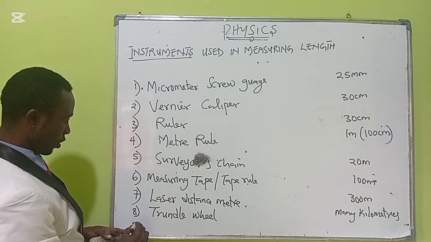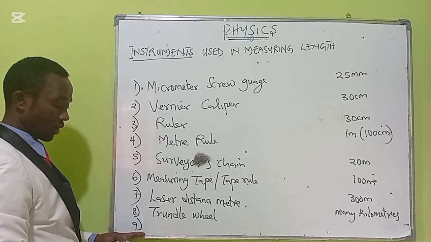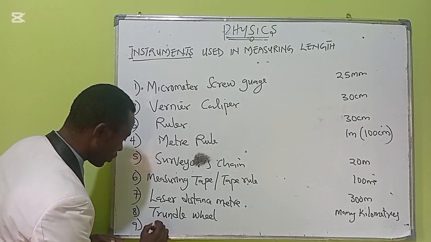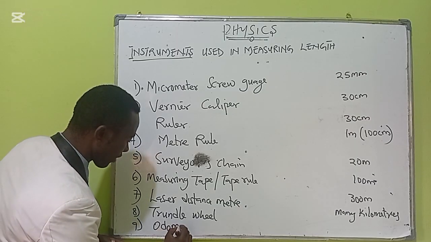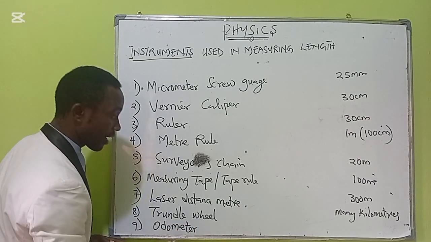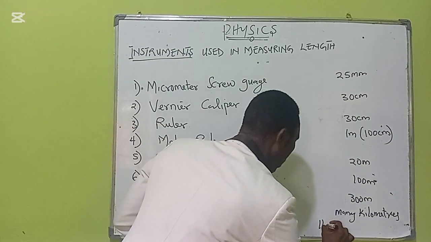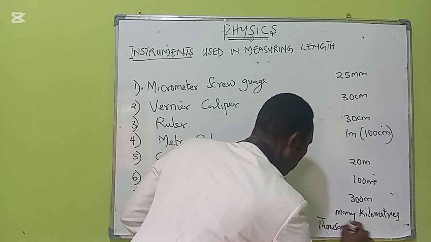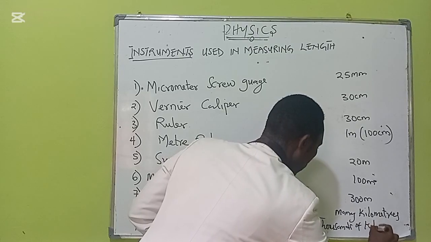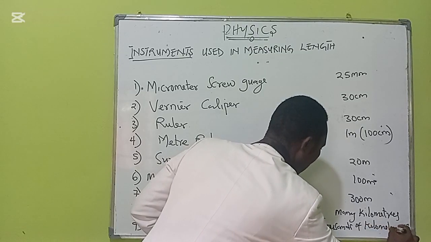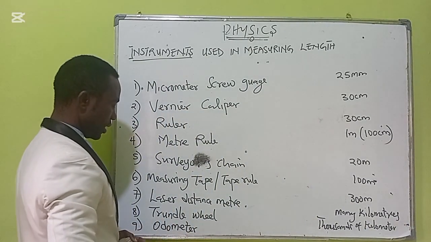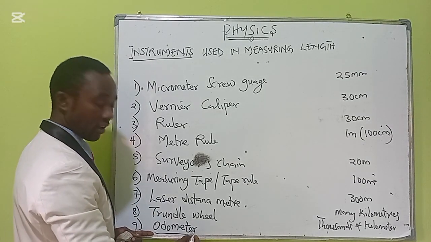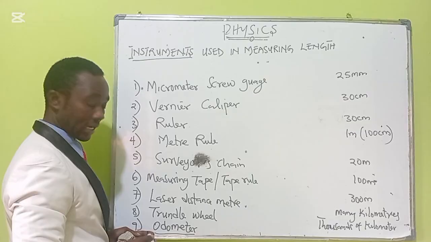Then we have number nine, the last one, which is the odometer. An odometer can measure thousands of kilometers. So out of all of these, the one that measures the longest distance is the odometer. It is the one you use in the car.